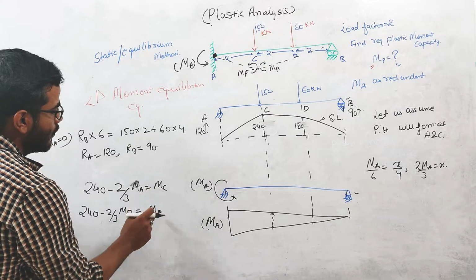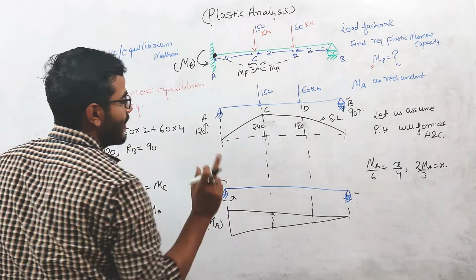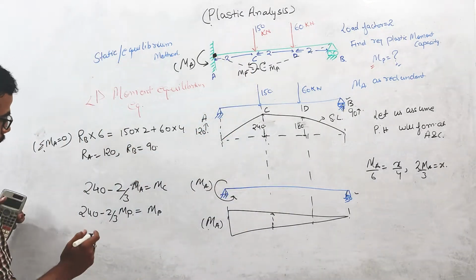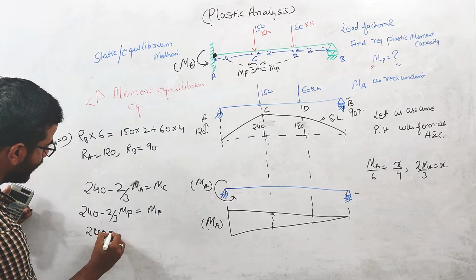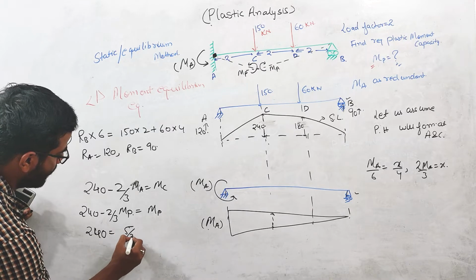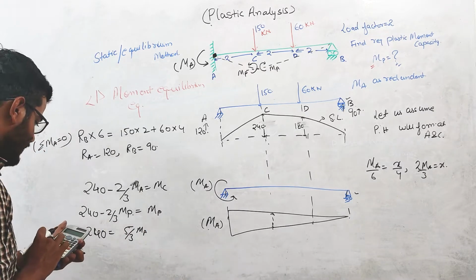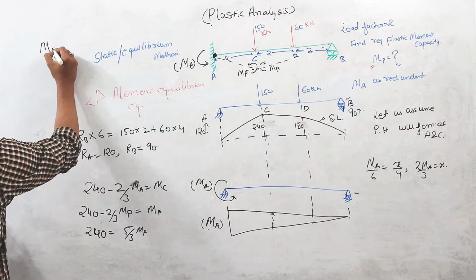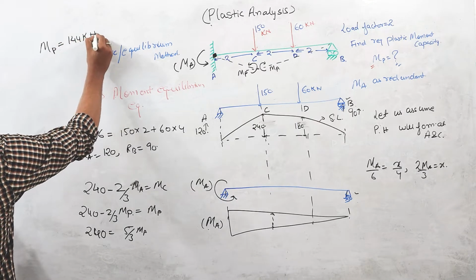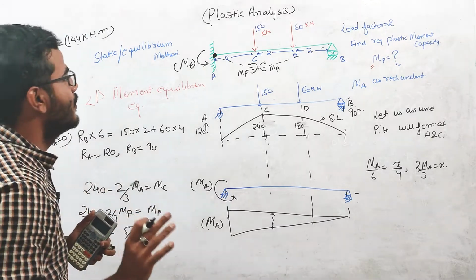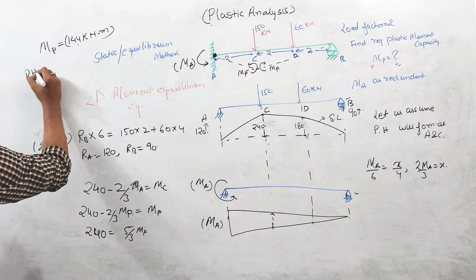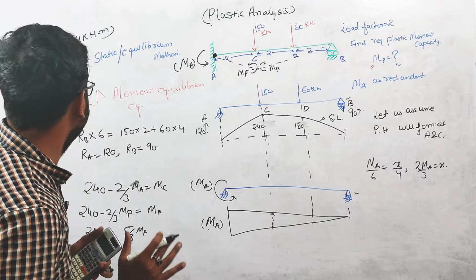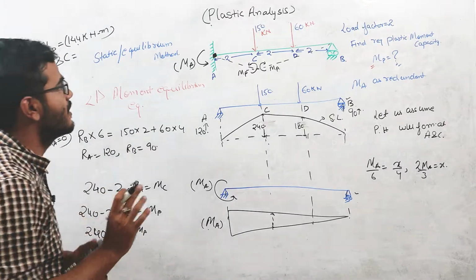So that's why we are taking MC equals to MP positive, because hogging moment we are considering negative, right? This 2/3 MP is negative and this MP will be positive because it is sagging, right? So if you calculate this, it will be 240 equals 5/3 of MP. So if you solve this, MP comes out to be 144 kilonewton meter. So the required plastic moment capacity for this beam when plastic hinges are formed at A and C is 144 kilonewton meter.